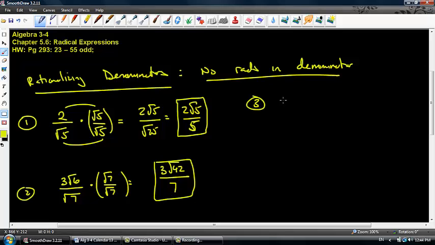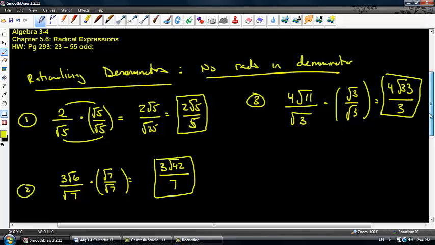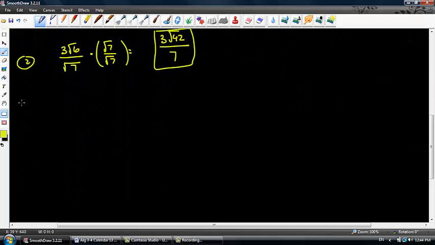Okay, if we do another one, say 4 rad 11 over rad 3, I'm going to multiply both top and bottom by rad 3. To get something over 3, I get 4 rad 33 over 3. Okay, where do the conjugates come in? The conjugates come in with problems that look like this.